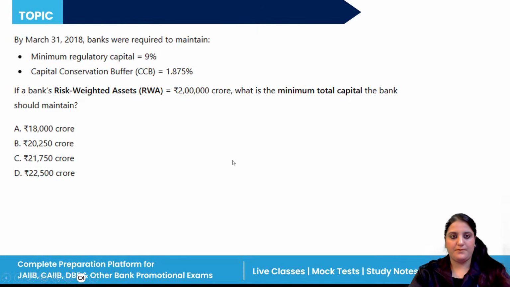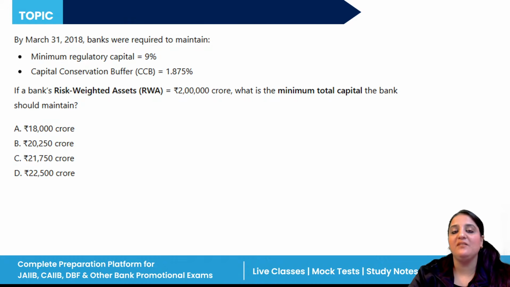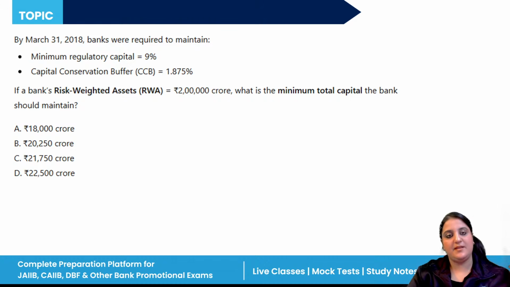Okay, this question. By March 31st of 2018, banks were required to maintain minimum regulatory capital and capital conservation buffer. If a bank's risk weight asset is 2 lakh crore, what is the minimum total capital the bank should maintain? Tell me the answer fast. How to calculate the correct answer here? Minimum total capital.